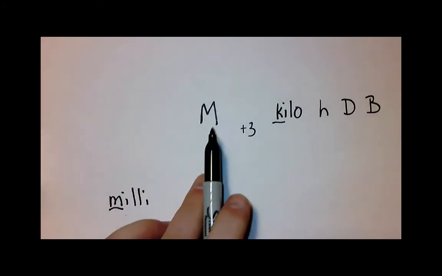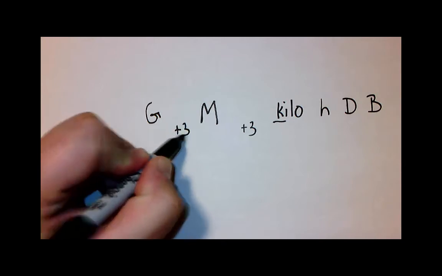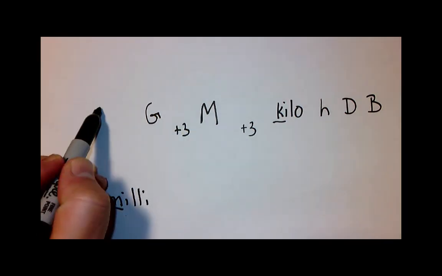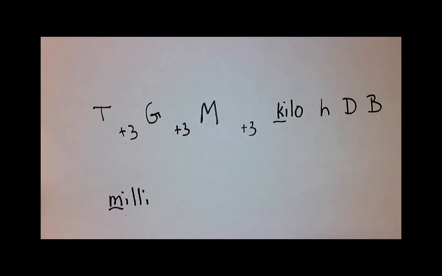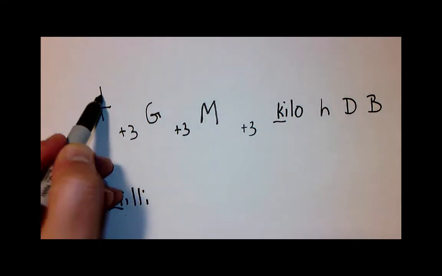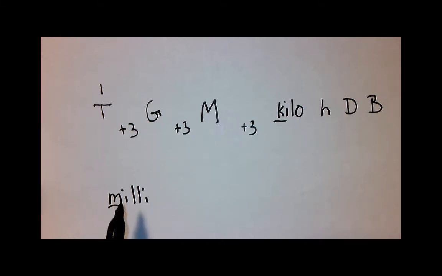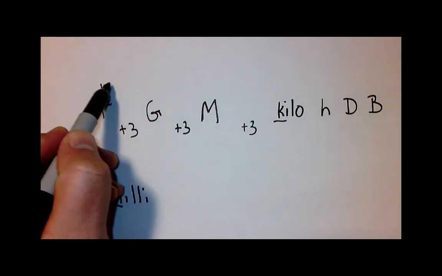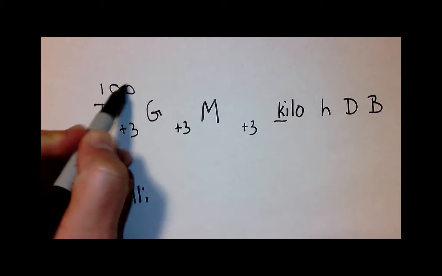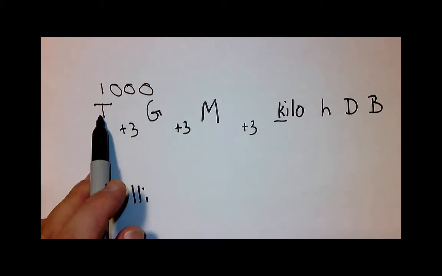And then from mega to giga, we'd have another 3 steps. And from giga to tera, we'd have another 3 steps. So what this shows us is that in 1 terabyte, or 1 terameter, or terasecond, or tera whatever you would want to measure in, to get to giga, I would go 1, 2, 3 steps. So 1,000 gigabytes in 1 terabyte.